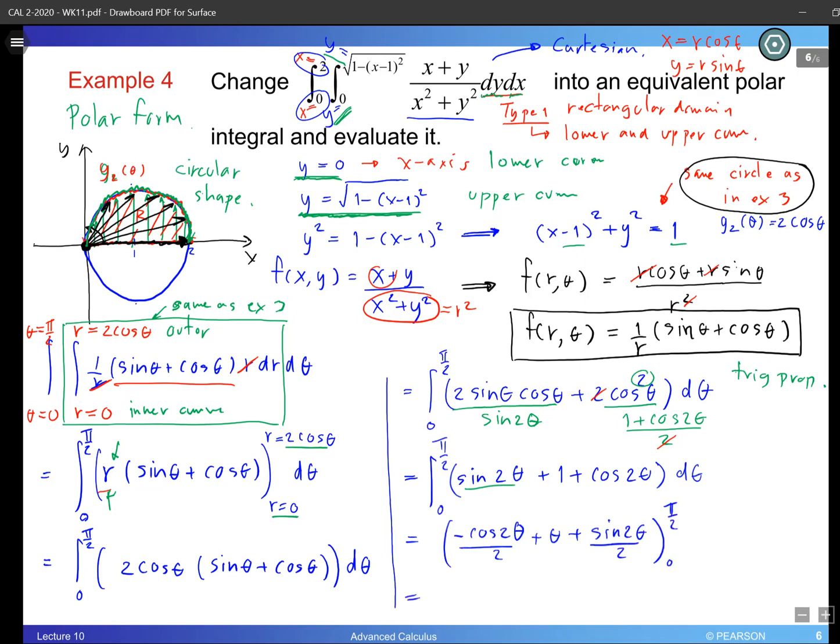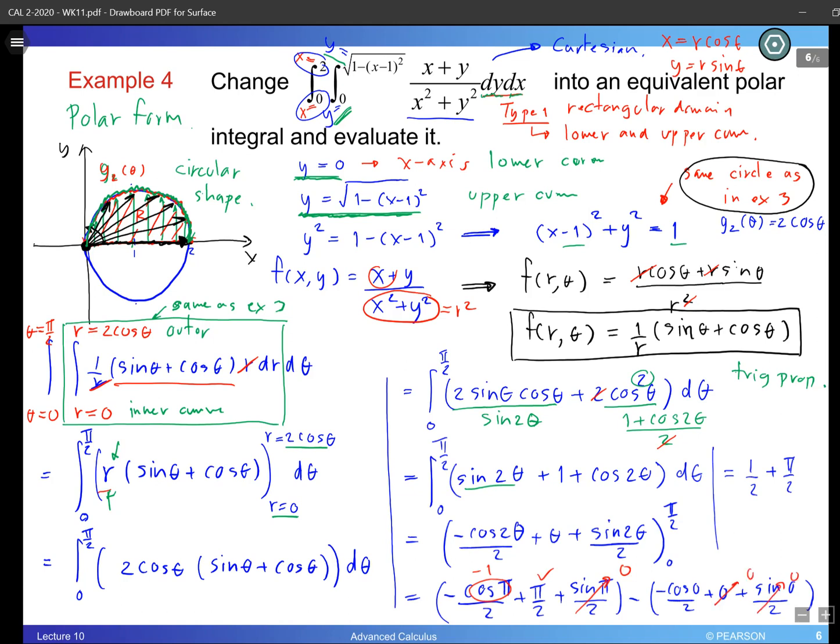So this is equal to minus cosine of pi over 2, plus pi over 2, plus sine of pi over 2, first term minus second term, where 0 goes in: minus cosine 0 over 2 plus 0 plus sine of 0 over 2. Let's take a look at each one of them. Cosine of pi is equal to minus 1, so the first term is equal to 1 over 2. The second term is pi over 2. Sine pi is equal to 0, no problem with that. Sine 0 goes to 0. Cosine 0 is equal to 1, so this is equal to plus 1 over 2.